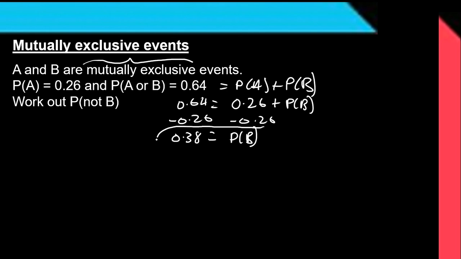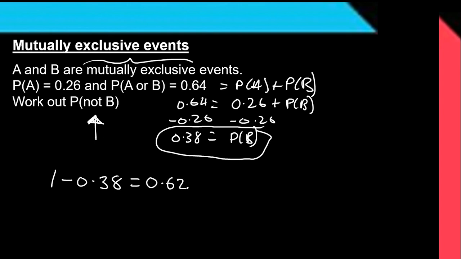So this is the probability of B happening, but the question wants to know the probability of it not happening. Well, again, I know that probabilities should add up to 1. So there could be other events in there because 0.26 and 0.38 don't add up to 1. But I know probabilities add up to 1. So I can just say 1 minus the probability of B happening is going to give me the probability of it not happening, which is 0.62. So 0.62 is the probability of something else happening, so not B.